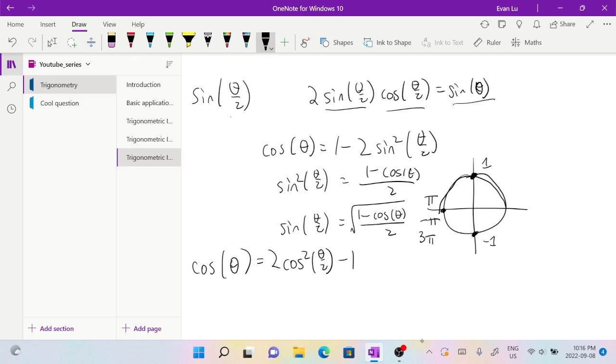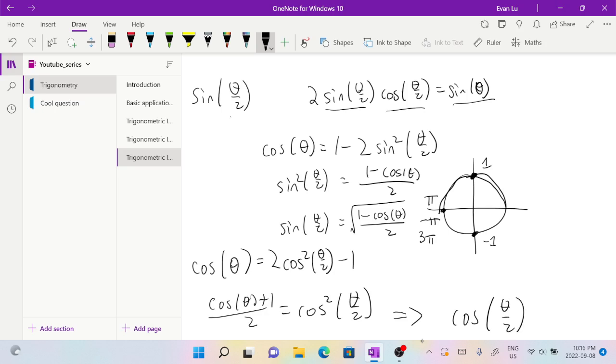So now we have cos theta plus 1 over 2 is equal to cos squared of theta over 2. And so cos of theta over 2 is equal to square root of cos theta plus 1 over 2. And again, we're going to have issues depending on if it's positive or negative.